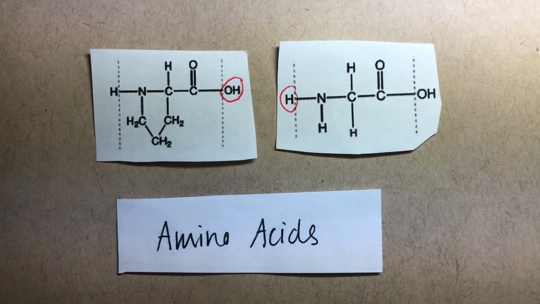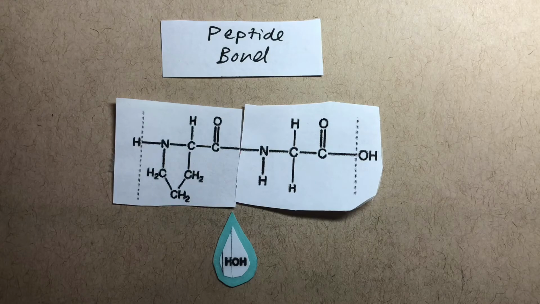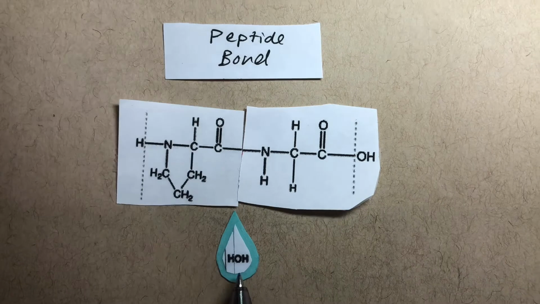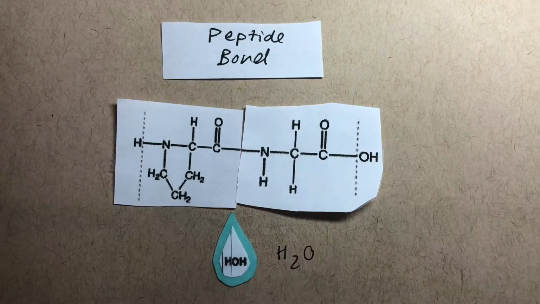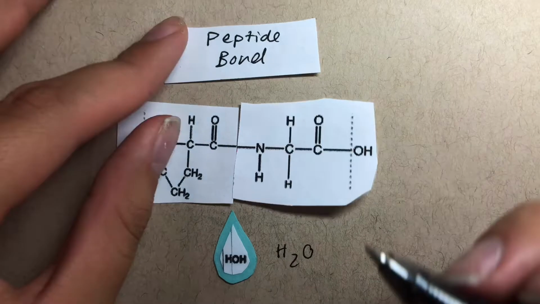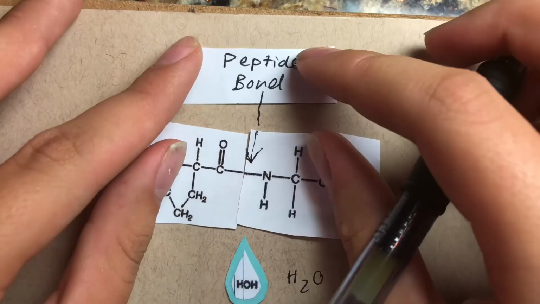And again, through dehydration synthesis, a water molecule is ejected and a bond is formed. This time, however, it's a peptide bond, which creates our final dipeptide.